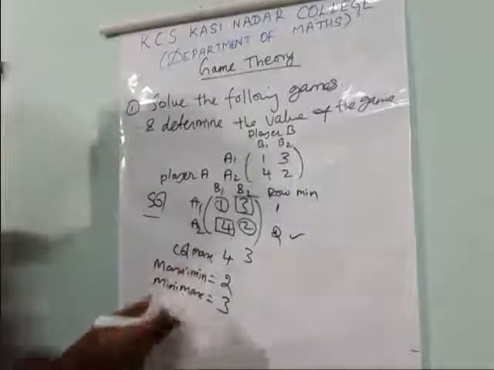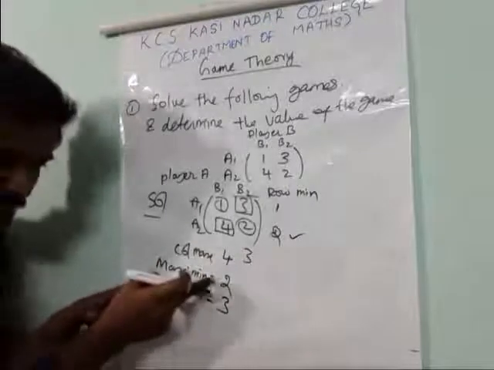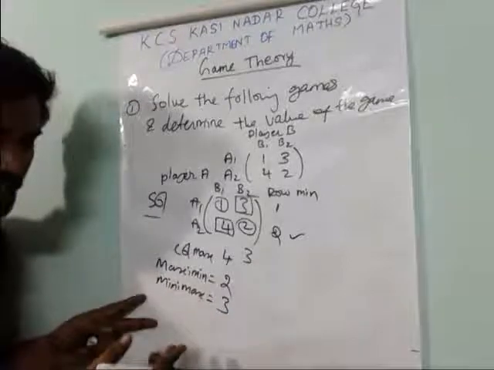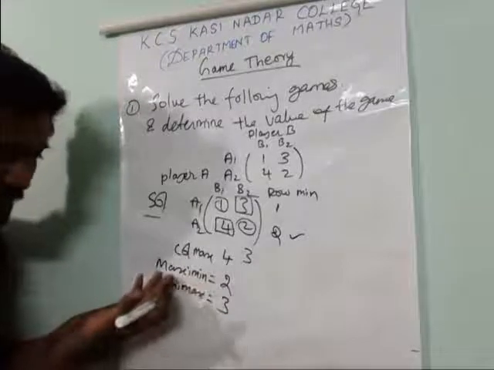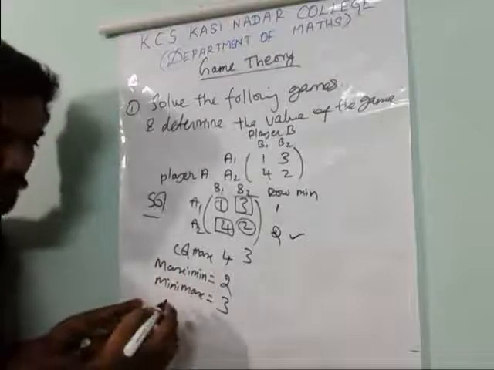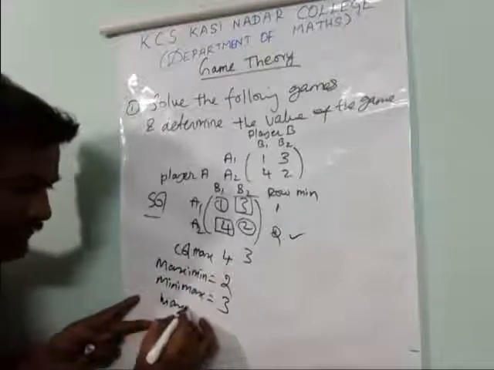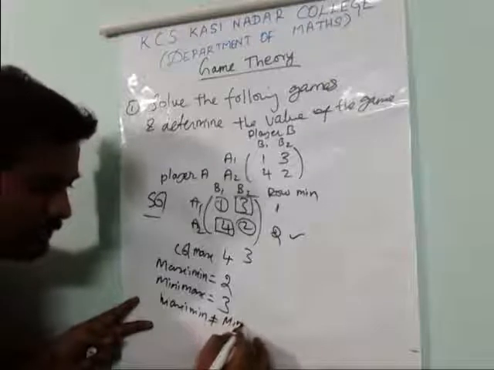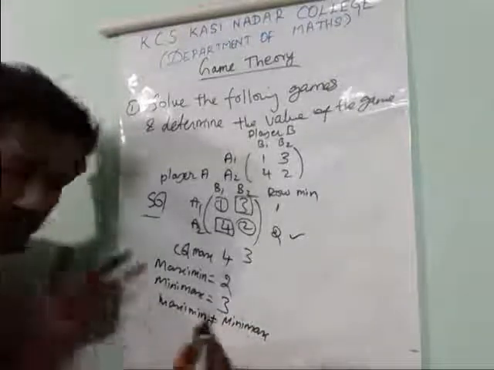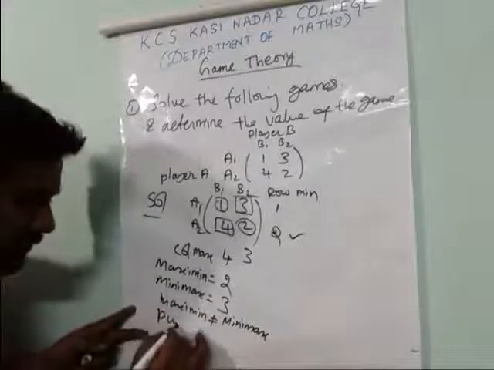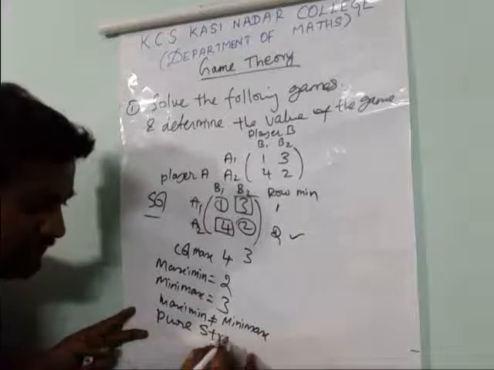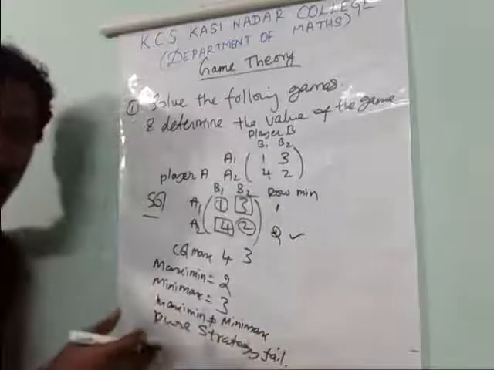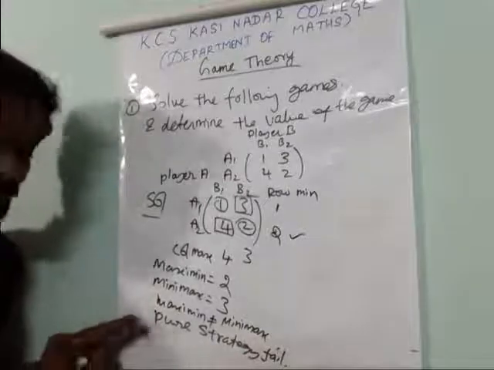Now what about these two values? If the maximin and minimax are equal, that is the value of the game. That is a pure strategy. Here the maximin and minimax values are not equal. So maximin is not equal to minimax. That means the pure strategy fails. That means in this problem there is no saddle point.